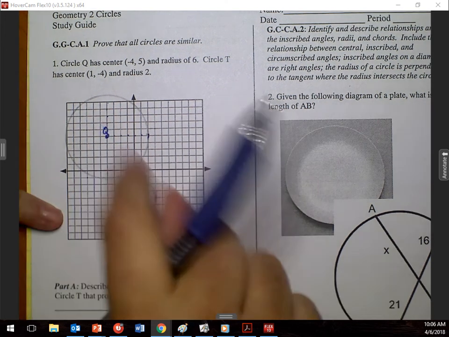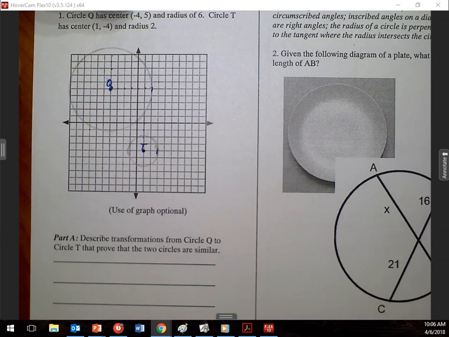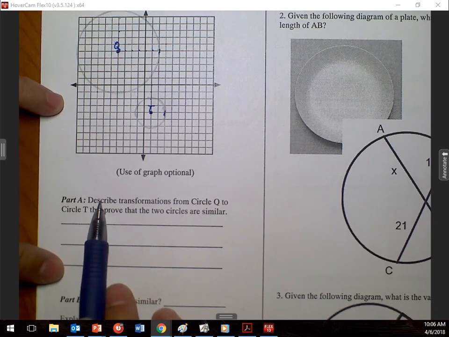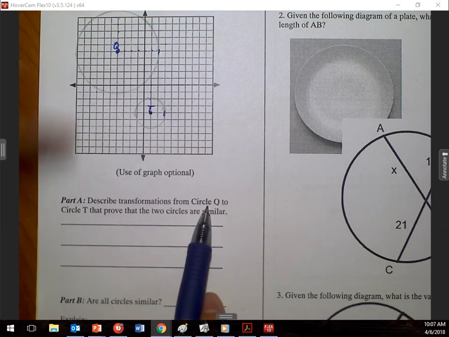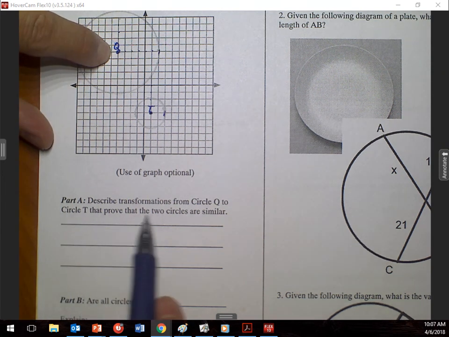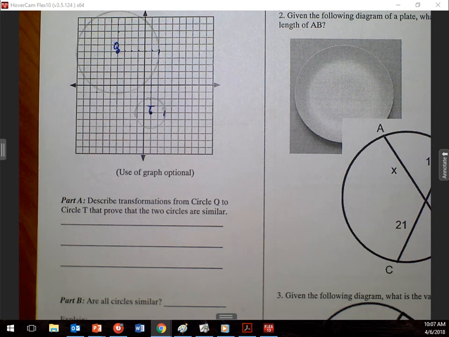So, Q, T. Right here: describe a transformation from circle Q to circle T to prove that the two circles are similar. So, first, are they the same shape? Yes, they're both circles, right? Are they the same size? No. Okay, so is there a dilation happening?